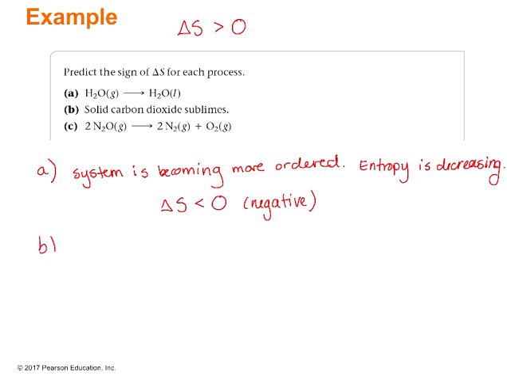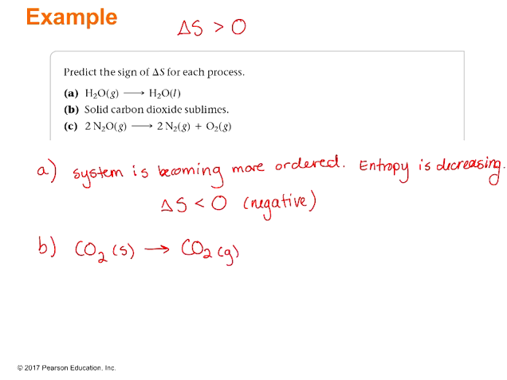All right, and then B, we have solid carbon dioxide, and it's subliming, or sublimes. So we have sublimation occurring. Now, remember, in sublimation, that tells us that a solid is going directly to a gas. And remember that dry ice is CO2. So dry ice goes straight from a solid to a gas.